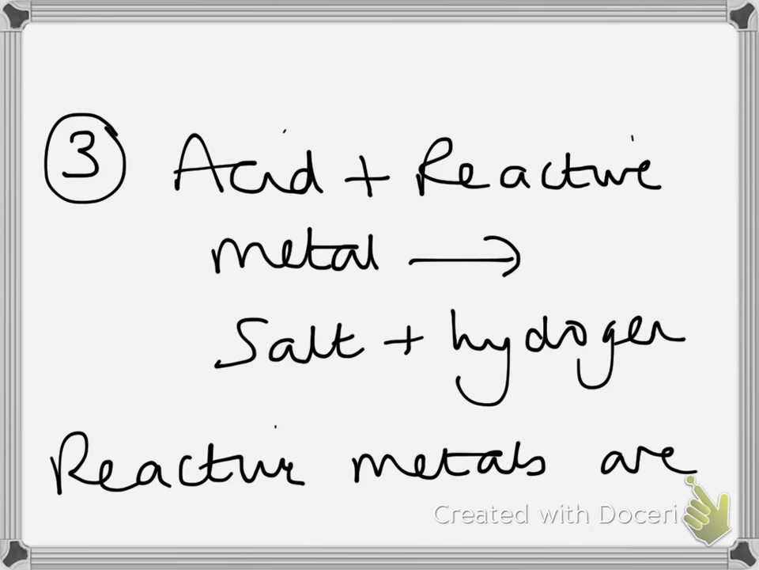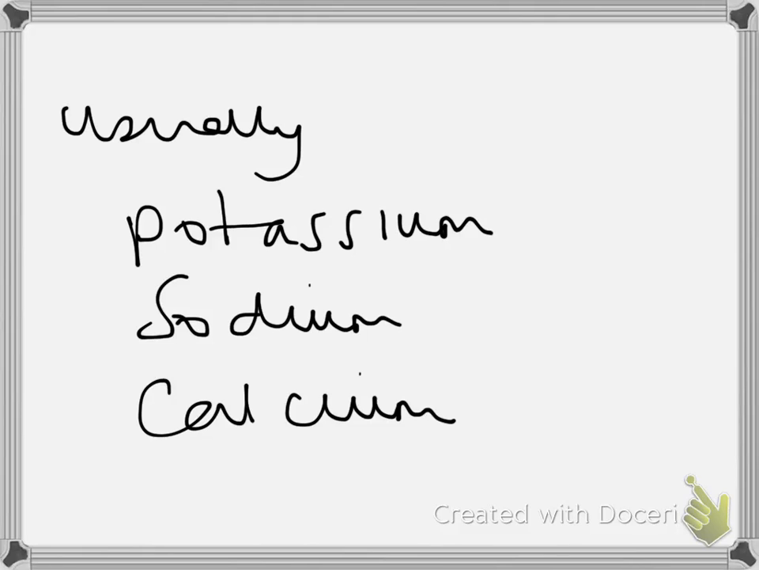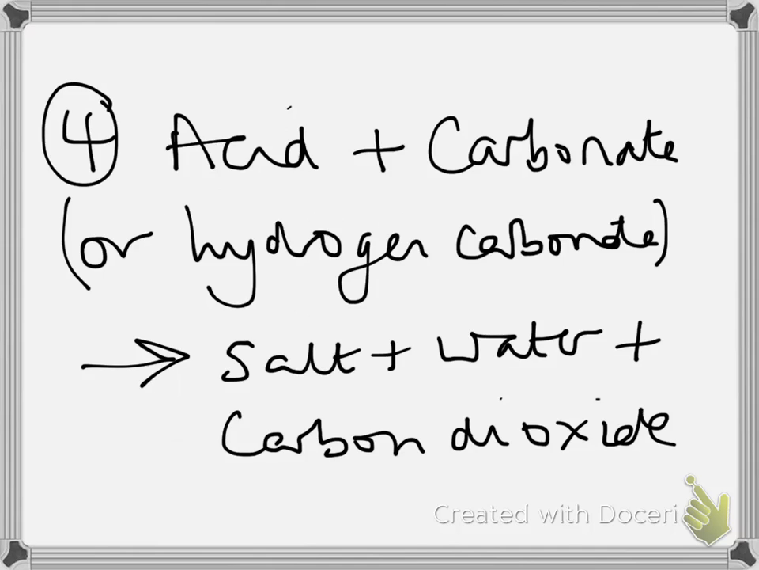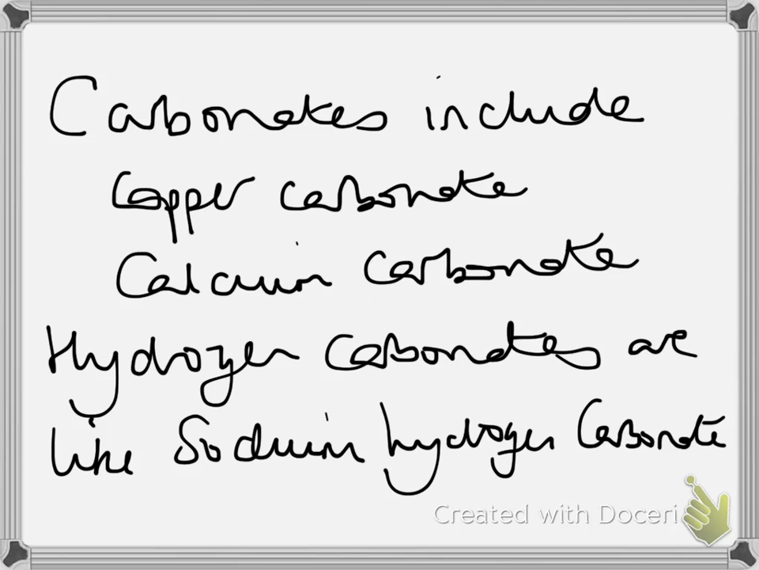Third rule is an acid with a reactive metal, so we're looking at a metal that's above hydrogen in the reactivity series, so when they react together they make salt and hydrogen. Reactive metals are usually things like potassium, sodium and calcium, sort of reactive metals in group 1 and group 2. Fourth rule covers both carbonates and hydrogen carbonates. These chemicals react to neutralise the acids to make salt, water and carbon dioxide. Examples of carbonates include things like copper carbonate and calcium carbonate, and you can tell from the name whether they're hydrogen carbonates, so you might get something like sodium hydrogen carbonate.